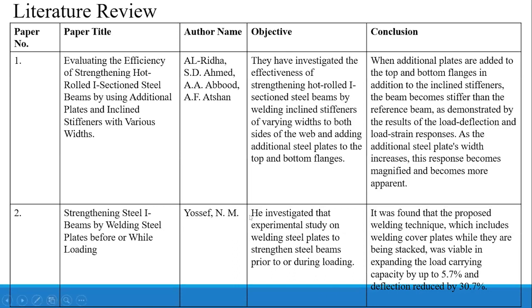Second paper is the strengthening of steel I-beam by welding steel plate before or while loading. He investigated, through an experimental study, welding steel plate to strengthen steel beams prior to or during loading. They concluded that when cover plates are welded on the I-beam, the load carrying capacity increases up to 5.7% and deflection is reduced by 30.7%.